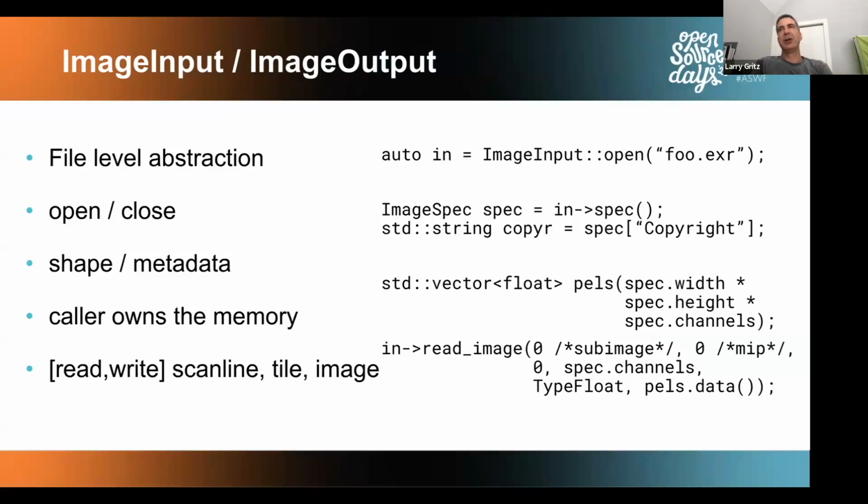reading individual scan lines or tiles or a whole image, into memory for which the caller provides a buffer. So that's the level of detail that you're dealing with and the conceptual outlook of it. As I go through each of these, I'll give brief sketches of what the APIs look like, but don't feel like you need to get every line.